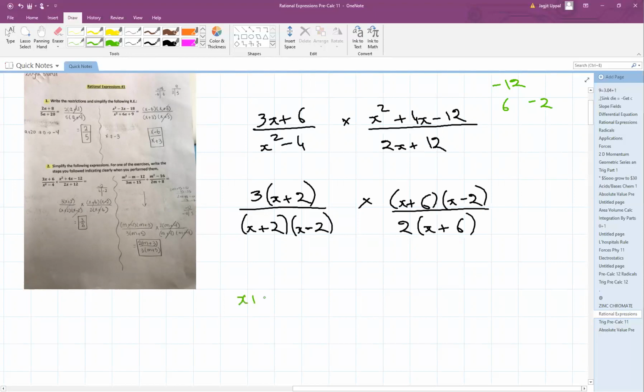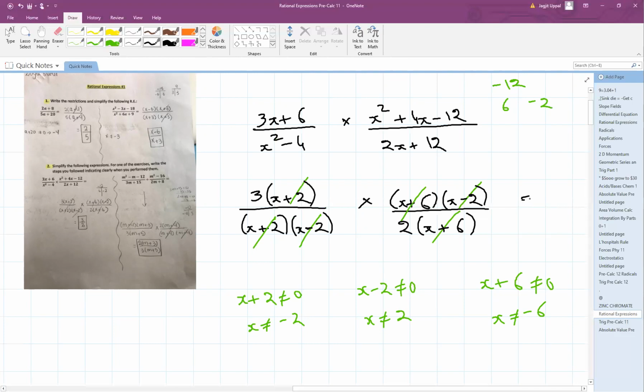So if I was you, I would say x plus 2 cannot be equal to 0, so x cannot be minus 2. Then we have x minus 2 cannot be equal to 0, so x cannot be equal to 2. Then we have x plus 6 cannot be equal to 0, so x cannot be minus 6. And in the next step, this is going to cancel with this, this with this, and this with this. So we just have 2 left. So your answer is completely right. I see no problem with that, but the only thing I can think of is the non-permissible values.